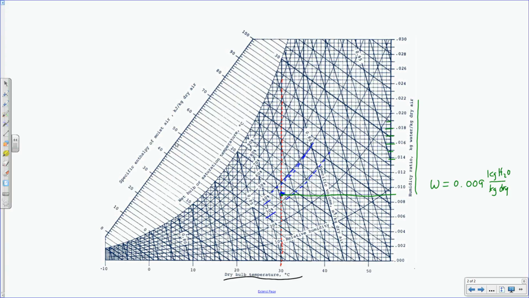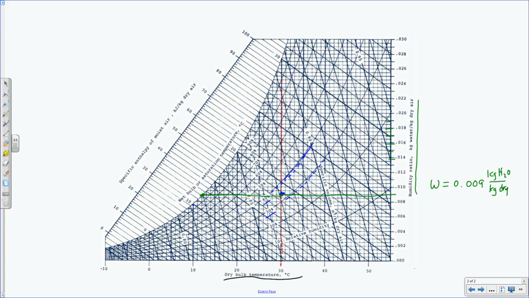What was the next thing we were asked for? Oh, what's the dew point temperature? The dew point temperature corresponds to a horizontal line drawn to the left from your state. Okay, so what's the temperature at this point?